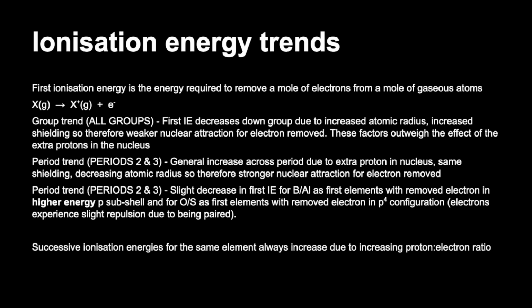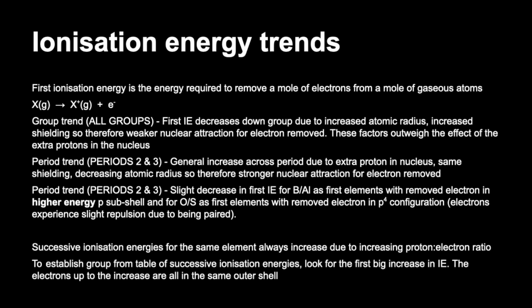Moving on to successive ionization energy. So this is the first, then the second, then the third, and so on. Successive ionization energies for the same element always increase. The second's always higher than the first, the third's always higher than the second, and so on. That's due to an increasing proton to electron ratio. Remember, the protons are staying constant in the nucleus, but the electrons are getting one less each time.